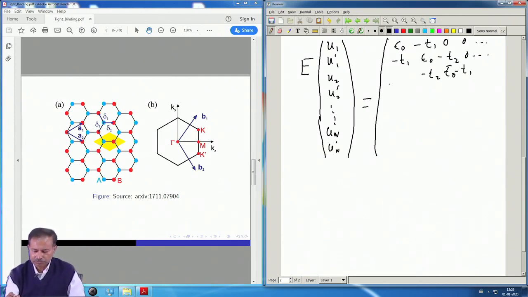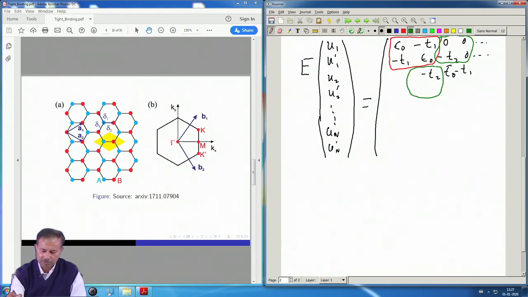Then what I showed was that you can identify two blocks of 2 by 2 matrices, this one and this one, and its transpose will appear here. So, this will become T 2, 0, 0, 0. In the diagonal you will always have this 2 by 2 block, and in the off diagonal you will have the other block. So, this will be epsilon naught, minus T 1, and you will continue doing.